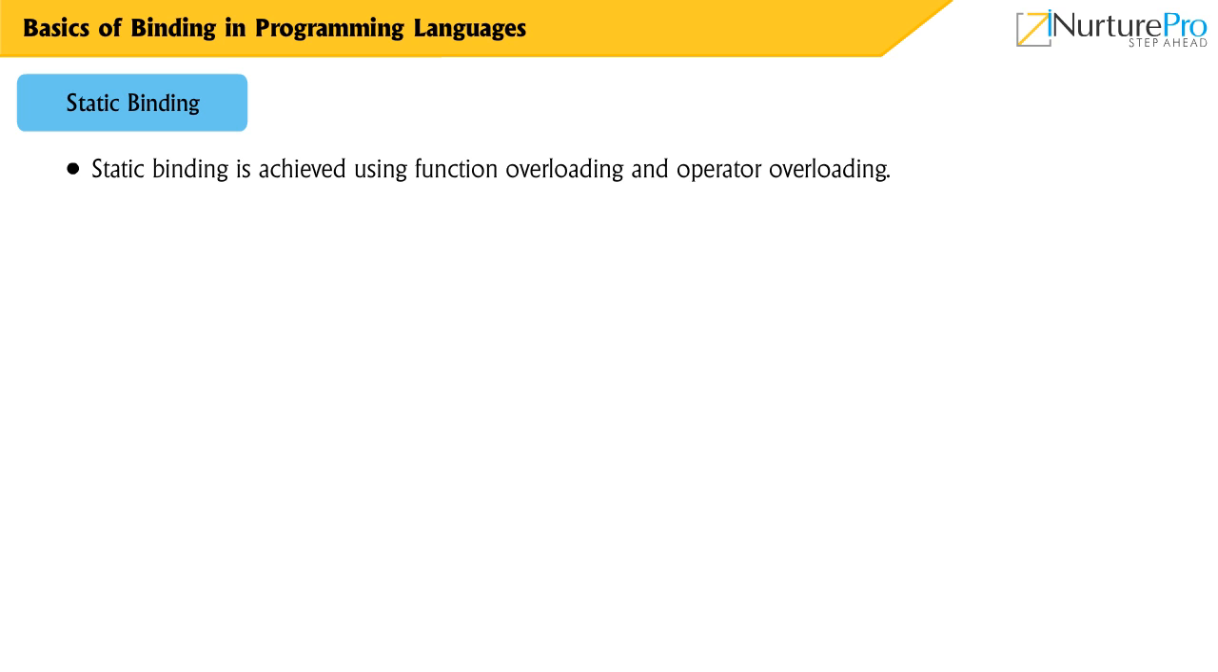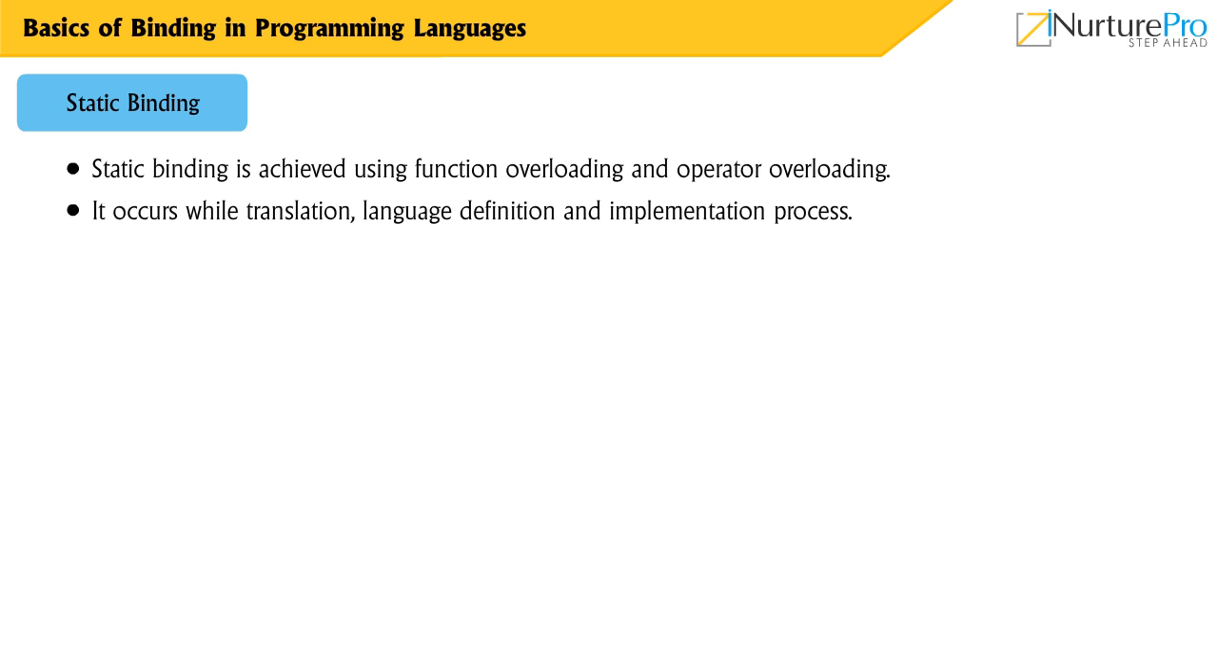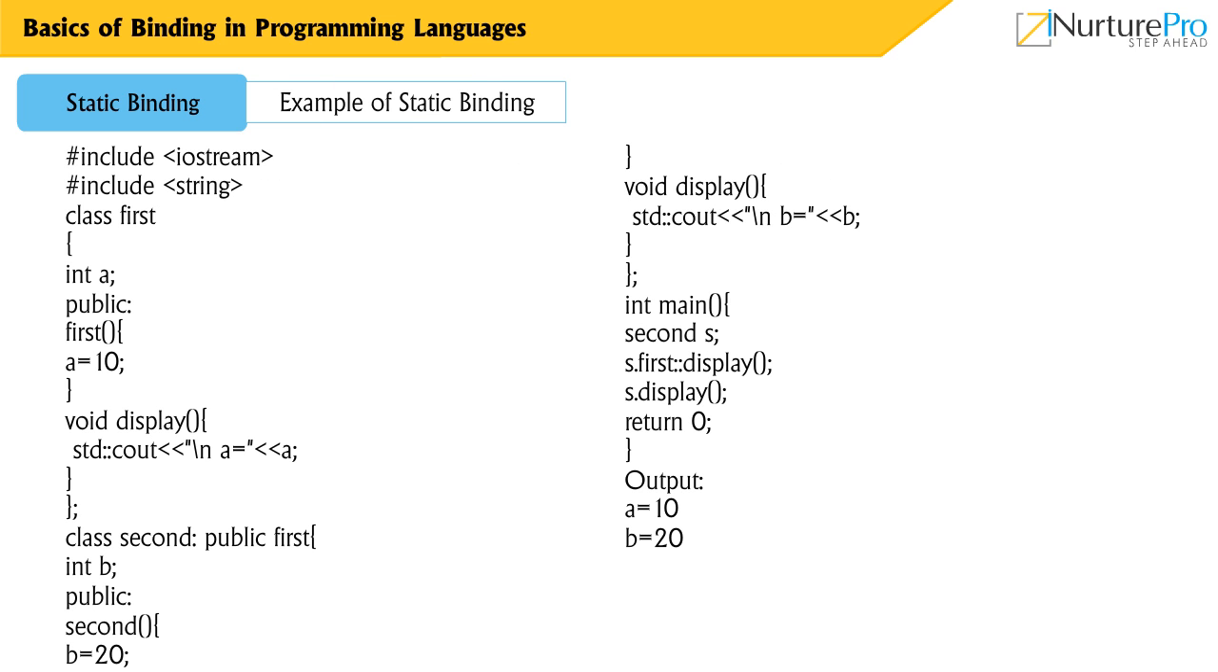When the type of the object is determined at compile time by the compiler, it is known as static binding. It occurs during translation, language definition, and implementation process. Static binding is achieved using function overloading and operator overloading. Even though there are two or more functions with the same name, the compiler uniquely identifies each function depending on the parameters passed to those functions. Let's discuss an example of static binding.